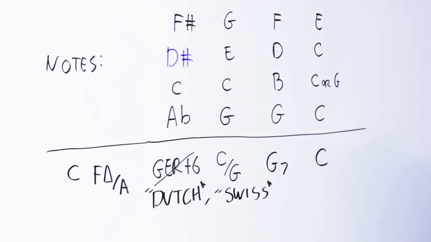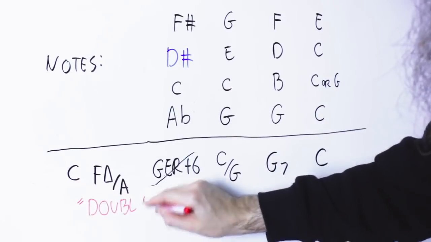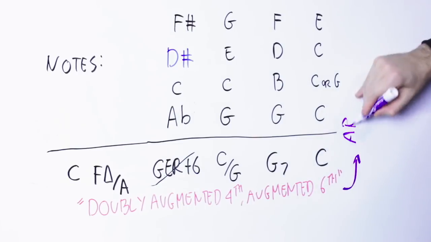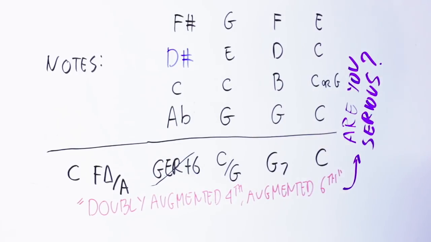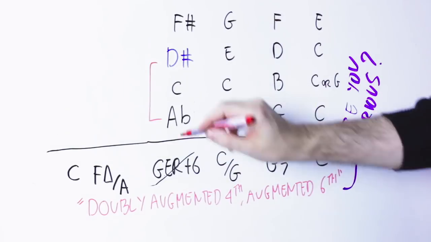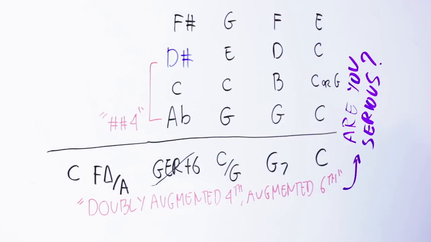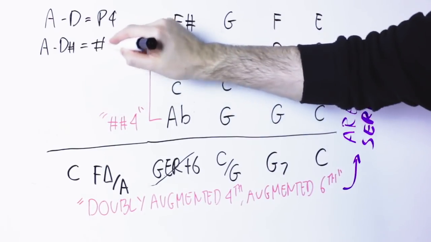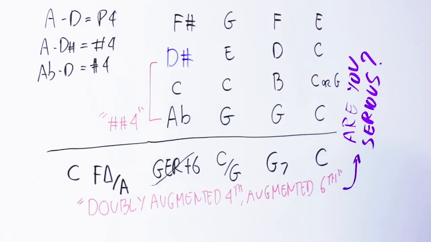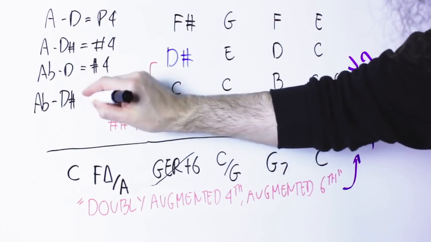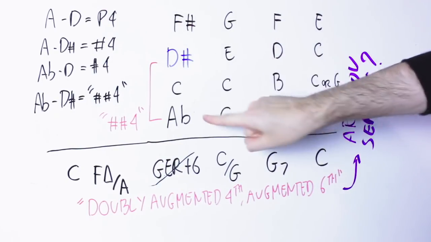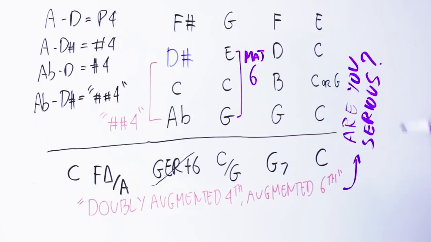I've heard this called by the name Dutch augmented sixth or Swiss augmented sixth, or with this horrific name, double augmented fourth augmented sixth. The double augmented fourth is this interval between A flat and D sharp. A to D is a perfect fourth. A to D sharp or A flat to D is an augmented fourth. A flat to D sharp is a double augmented fourth, which is enharmonic to a perfect fifth, but it resolves out to a perfect sixth, exactly like it's doing here.